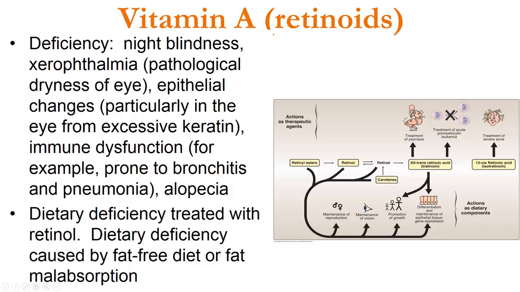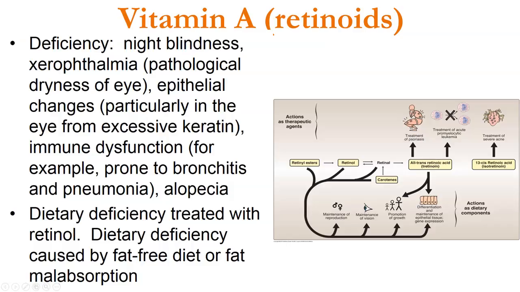Immune dysfunction. So people who are vitamin A deficient tend to be prone to infection. That's because vitamin A is involved in immune cell differentiation. So growth, development, differentiation of various cell types. Alopecia, that's still an epithelial change. Alopecia is baldness, not this kind of baldness, but a non-specific baldness.